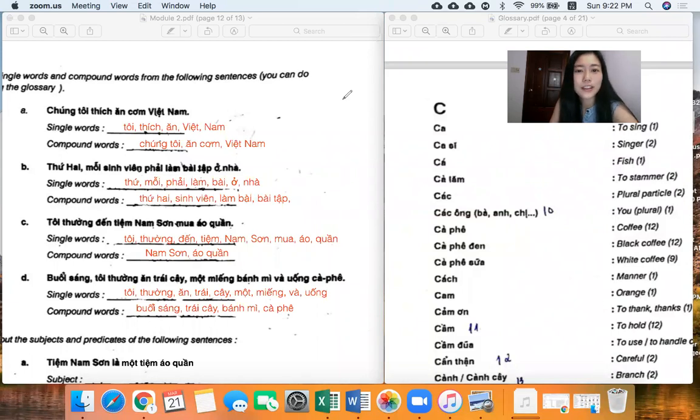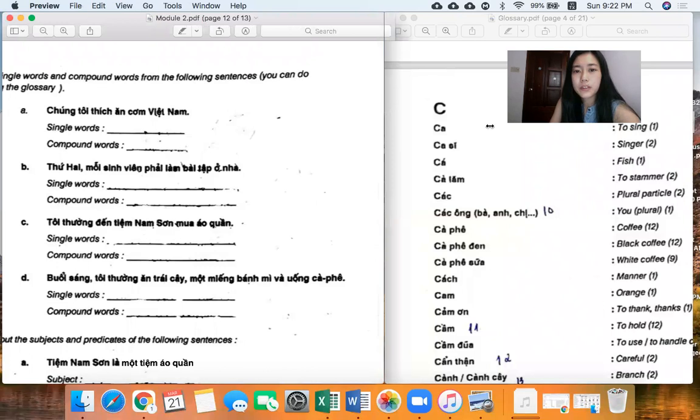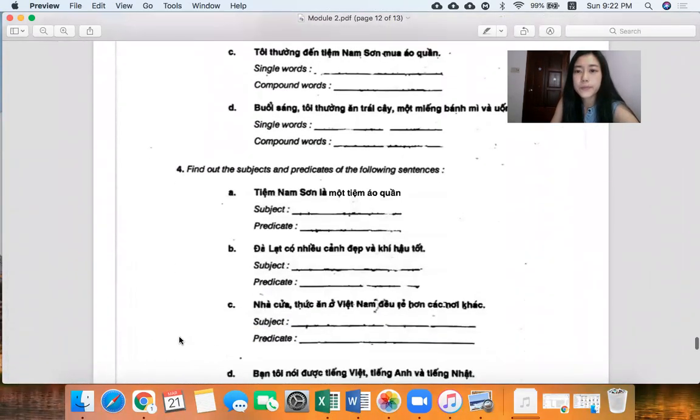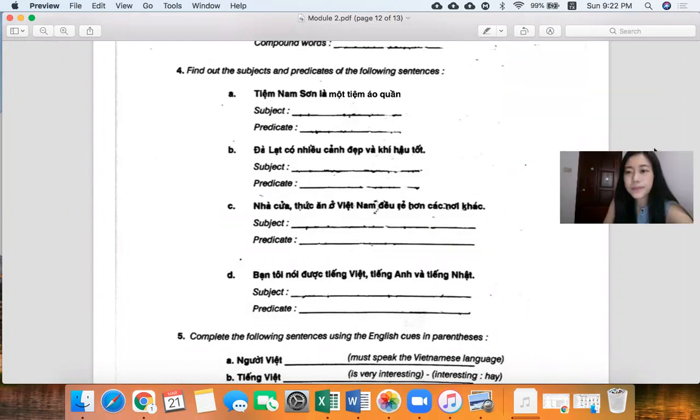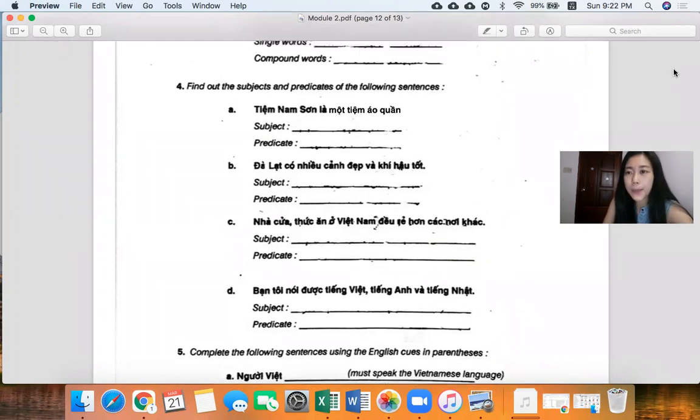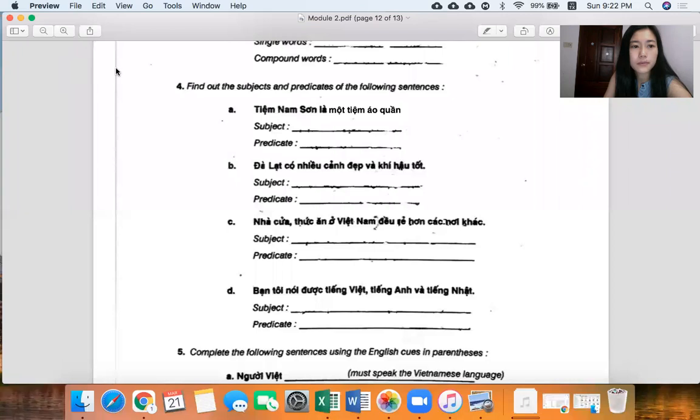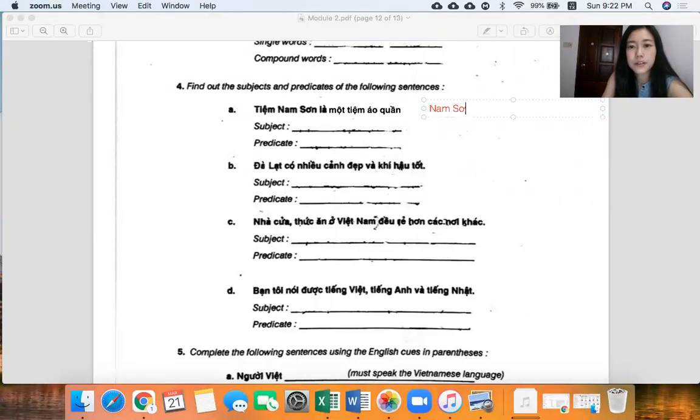Very good. We finished this exercise. Now let's move to exercise 4. Find out the subjects and predicates of the following sentences. A. Tiệm Nam Sơn là một tiệm áo quần. Tiệm Nam Sơn is a clothing shop. In this sentence, the tiệm Nam Sơn is the subject. Là một tiệm áo quần is the predicate.